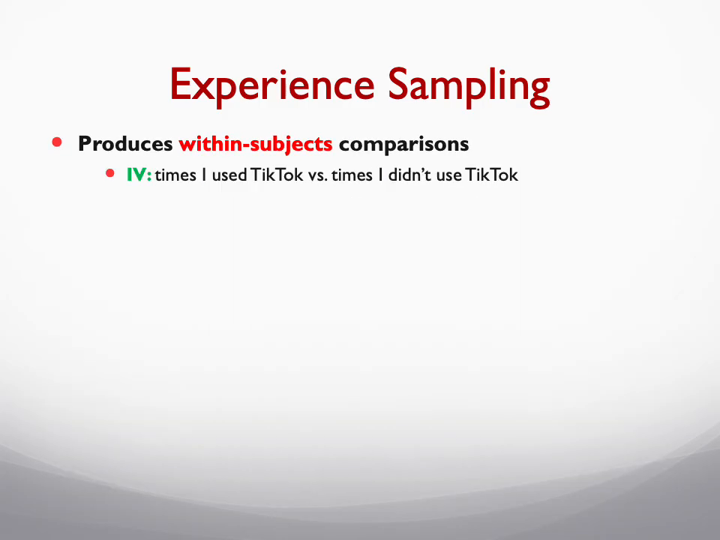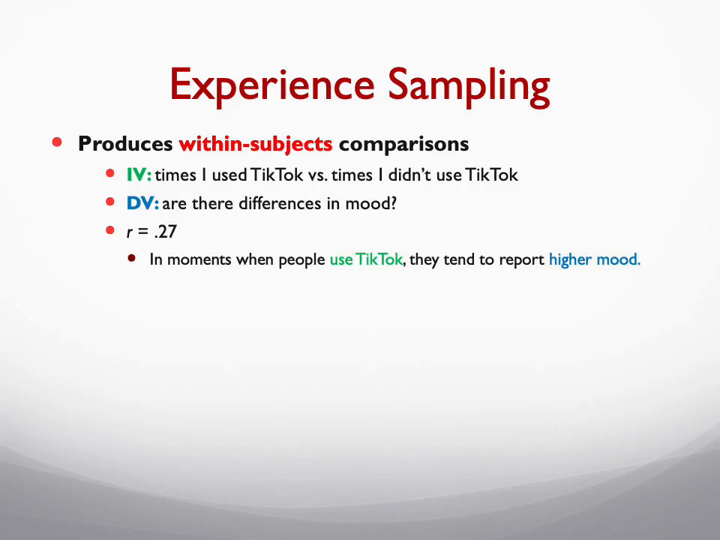So when I have these within subjects comparisons, I might look at times you used TikTok versus times you didn't, and look at whether there are differences in mood, and I might get a similar correlation to what I saw before. In this case, I might get an R of 0.27. But this is going to mean something slightly different than we had before, because we're no longer looking at between subjects comparisons, we're looking at within subjects comparisons.